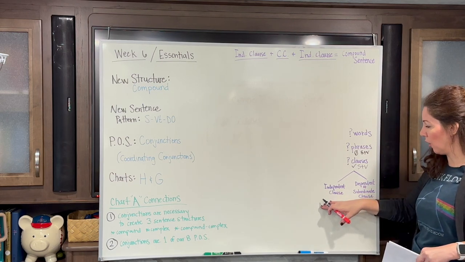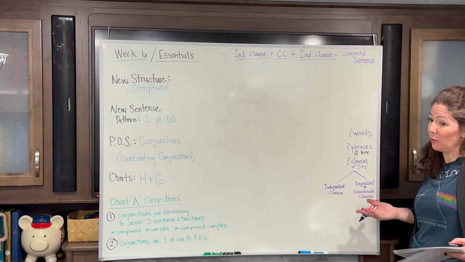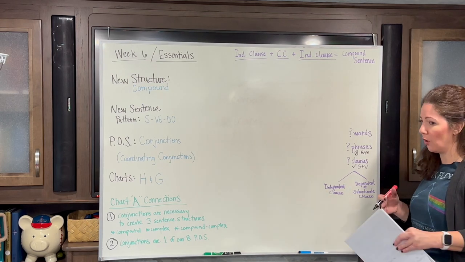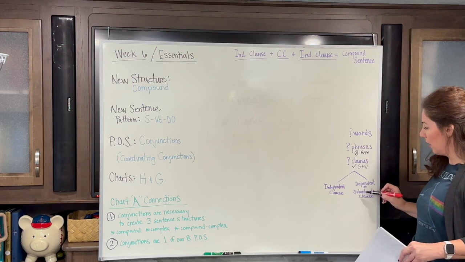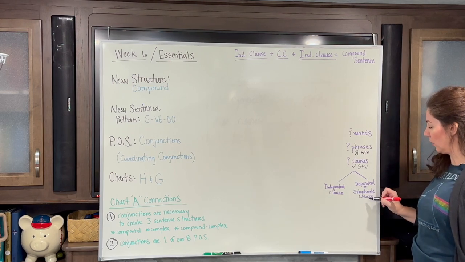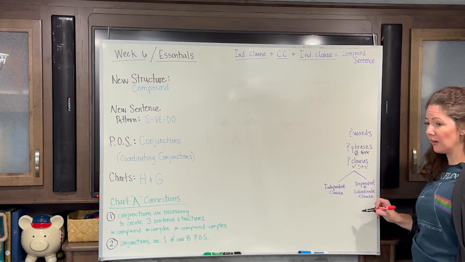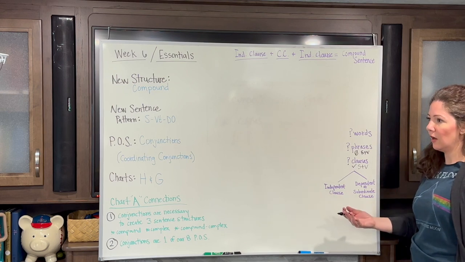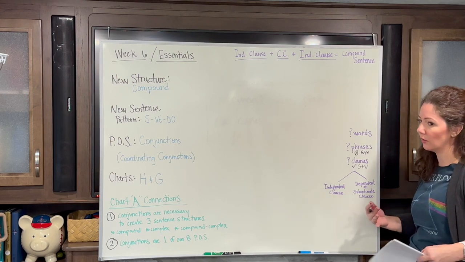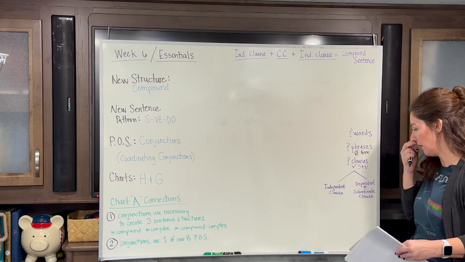So an independent clause is like a complete sentence. It stands by itself. It doesn't need anything else for support. Whereas a dependent or subordinate clause cannot stand alone. It does not express a complete thought. It's not a complete sentence. So it needs something to help it.